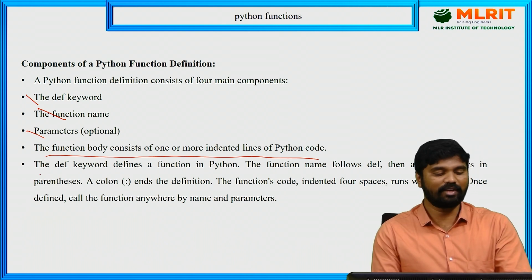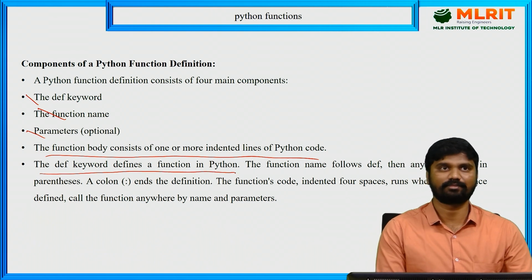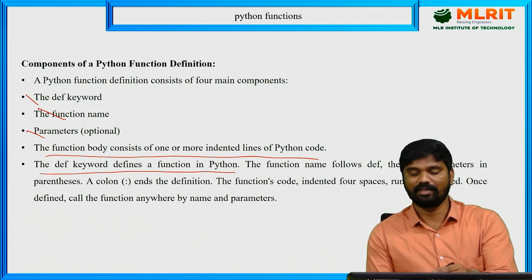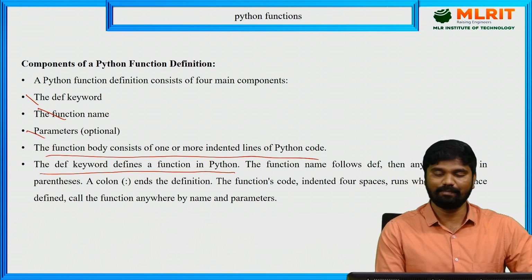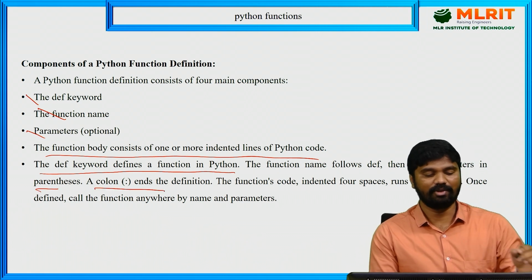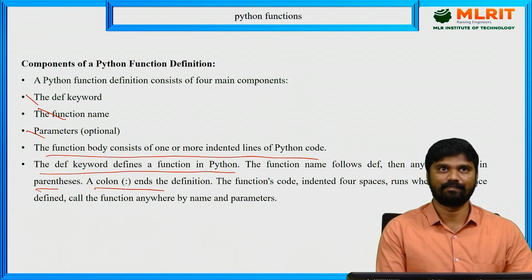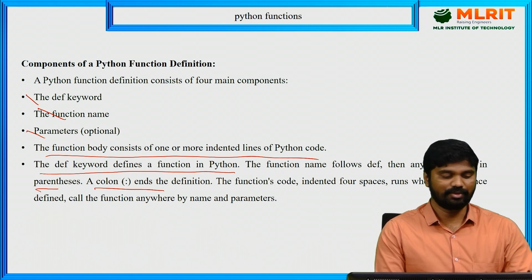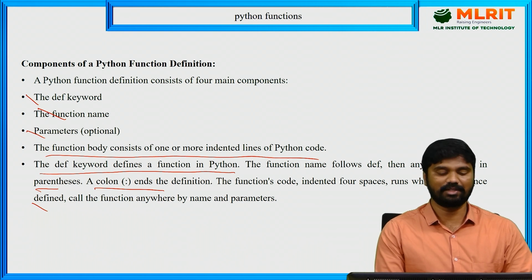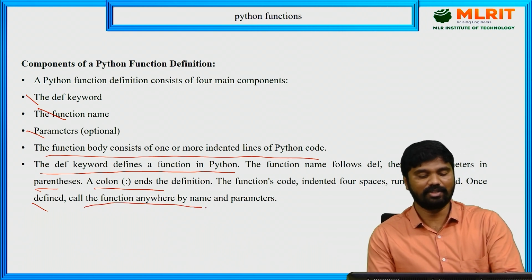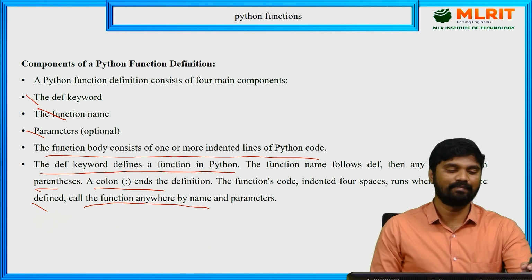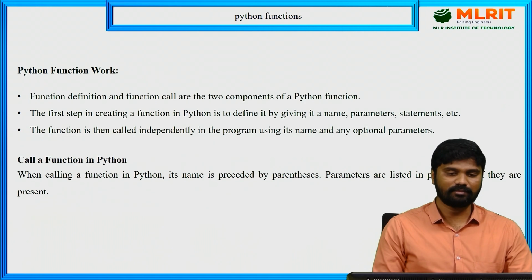Next, the def keyword defines a function in Python. Def represents defining a function, followed by the name, and then parameters in the parentheses. Compulsorily you have to put the colon to end the definition. After completing the function implementation, if you want to call that function, you can call it with its name. So those are the components of a function definition.